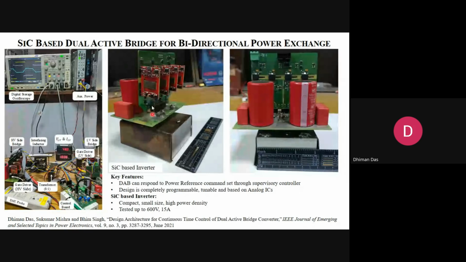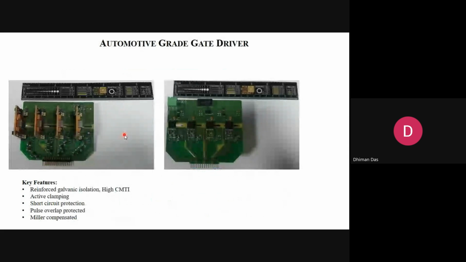This is the picture I showed yesterday also. This is a 1200 volt SiC device, and I made a system from 380 volt to 48 volt, which is a standard voltage level for microgrid. So I can transfer power from 380 to 48 and vice versa also. This gate driver I showed yesterday also, which incorporates all the advanced functions and protection functions.